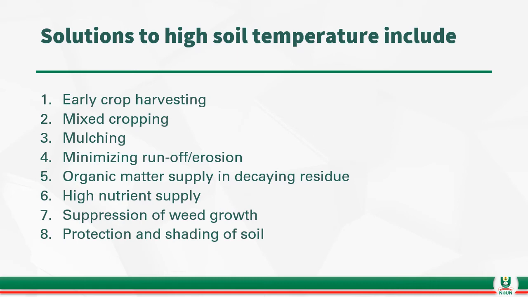You can mix the soil with organic materials, and also high nutrient supply. When the soil is filled with nutrients, then the plant can have something to take up. And also you suppress the weed growth, because weeds will always compete with your plants, and the temperature is high already. So the weeds will just make everything more difficult. So number eight, you protect and you shade your soil. You plant windbreaks everywhere that will serve as shade for your soil. Those are the solutions to high temperature.